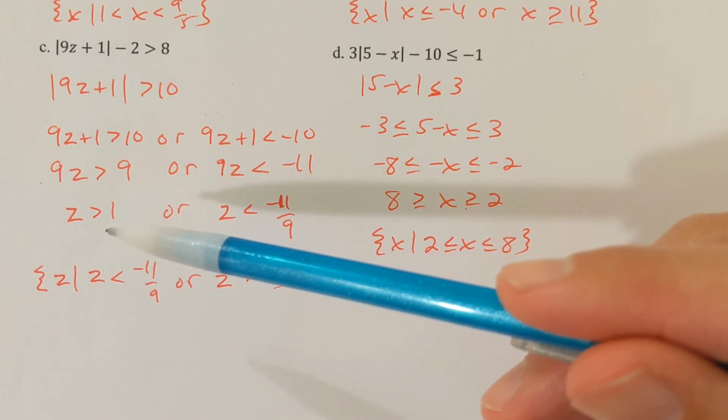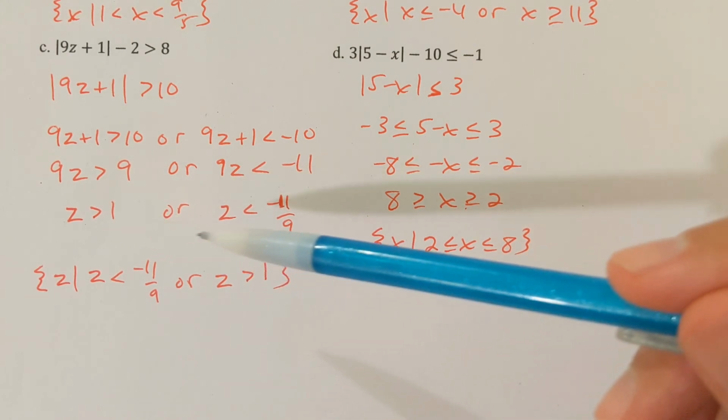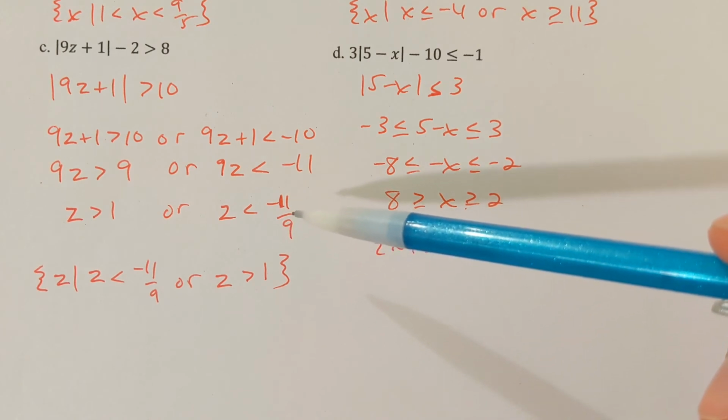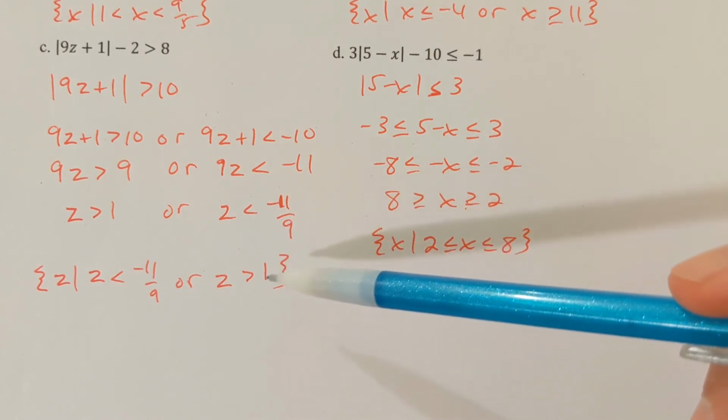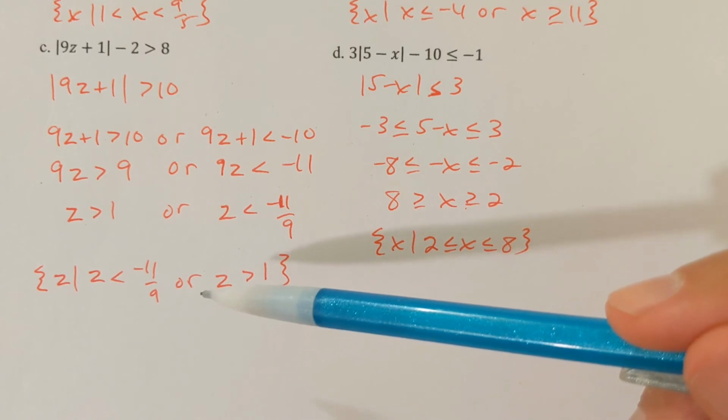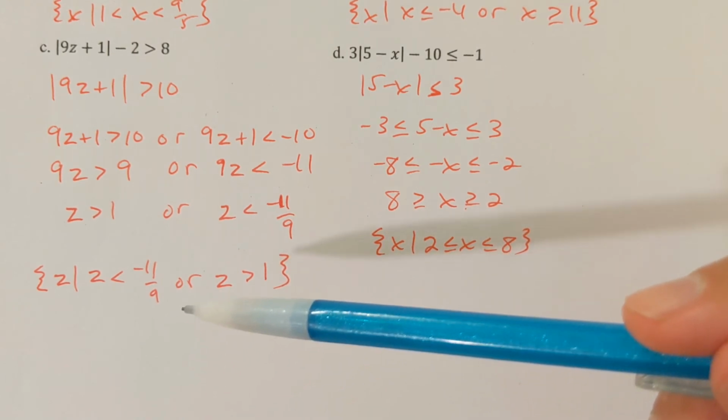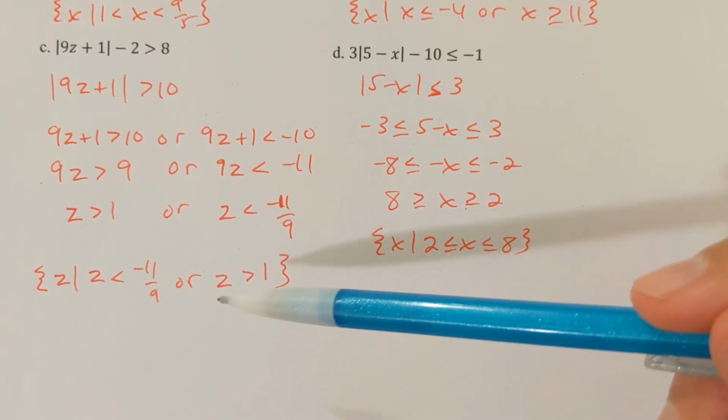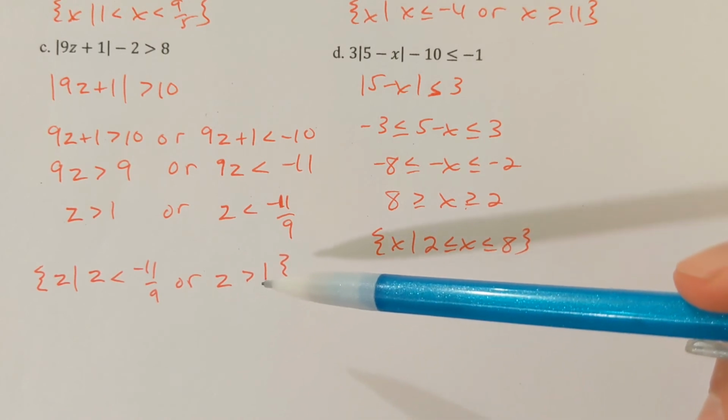Divide by 9 on both sides. z is greater than 1, or z is less than negative 11/9. So my answer: the set of all z such that z is less than negative 11/9, or z is greater than 1.